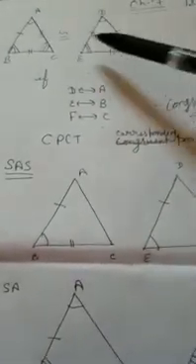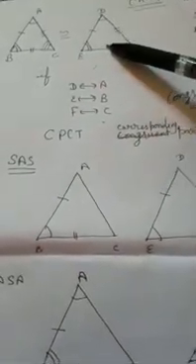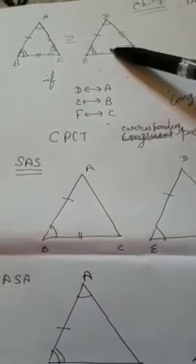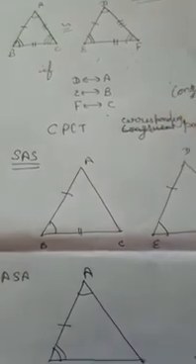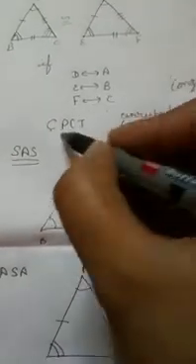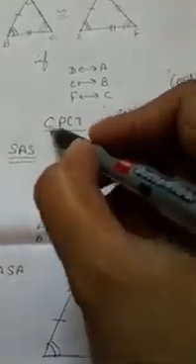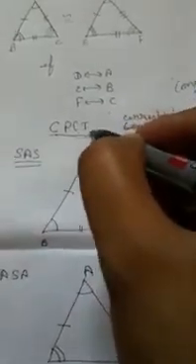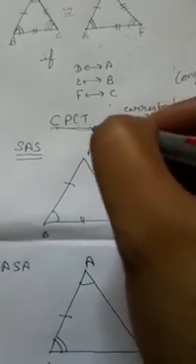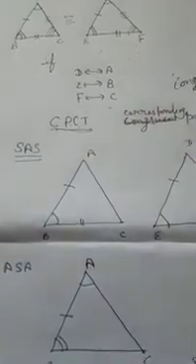Now, to make two triangles congruent, at least three parts we need. When two triangles are congruent, then their remaining parts will also automatically be equal. That is known as CPCT. CPCT means corresponding parts of congruent triangles. If two triangles are congruent, then their remaining parts will be equal.